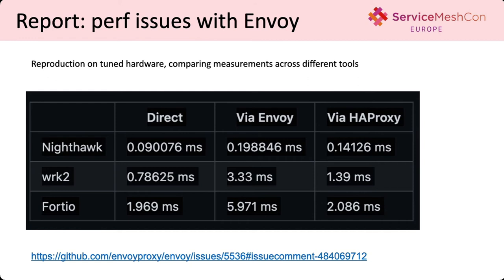In the discussion that followed, we learned that the reported measurements had been obtained by executing on a virtual machine, whereas my reproduction was on a tuned bare metal machine. Still, that did not explain the divergence between Nighthawk and the other tools. To understand what happened there, we need to dig into the subtleties around request release timings and connection reuse.